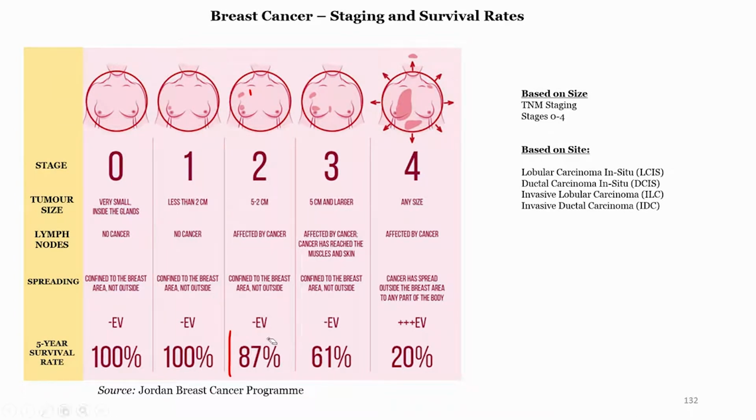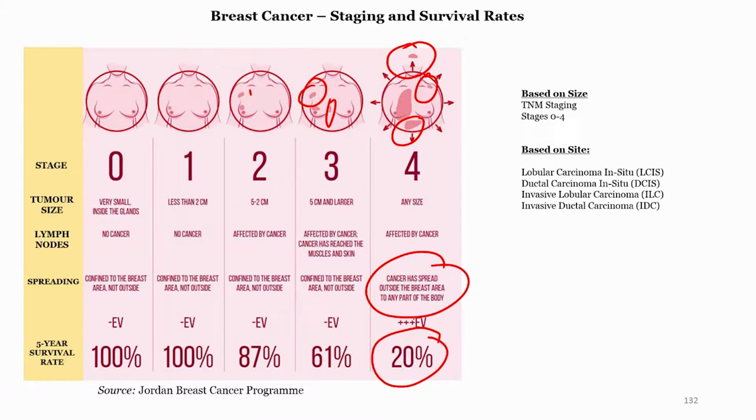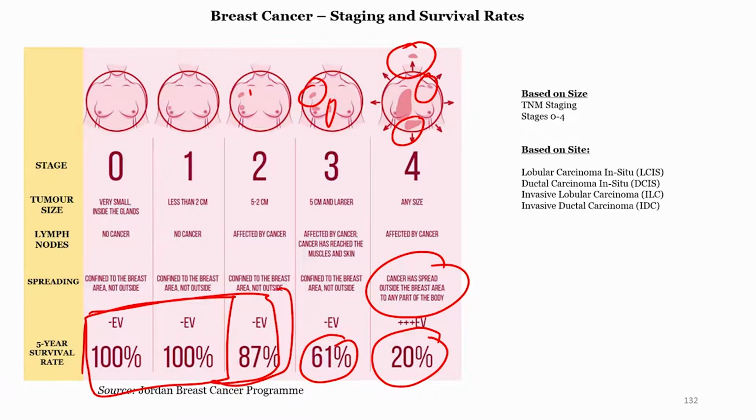But as you go to stage 3 and 4, the difficulty or complexity increases. Stage 3 is 5 centimeter and larger, stage 4 any size, affected by cancer. Cancer has reached the muscles and skin, and you can see here the lymph nodes, right. In this case it can be anywhere, including a tumor in the brain, not confined to the breast area, but it can be any part of the body, and survival is about 20% only, and this is also 61% only. What I prefer is, how about we try to make a system that can cover these things, at least we can cover stage 2.